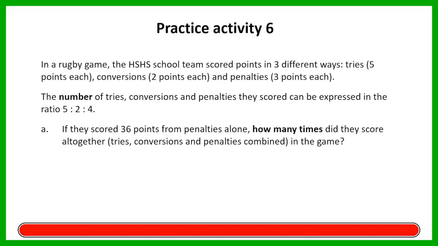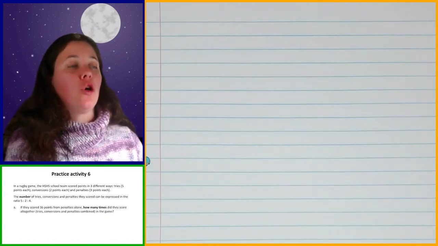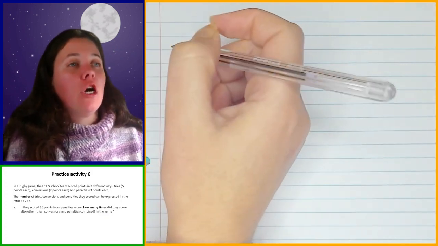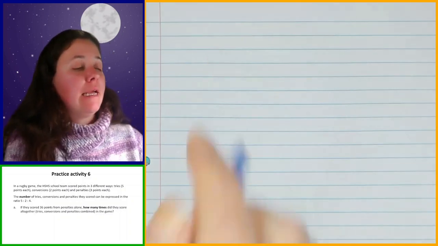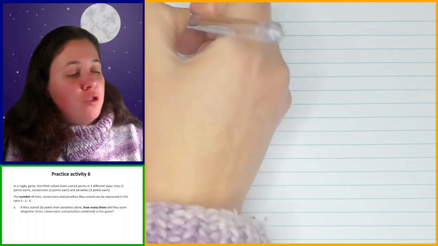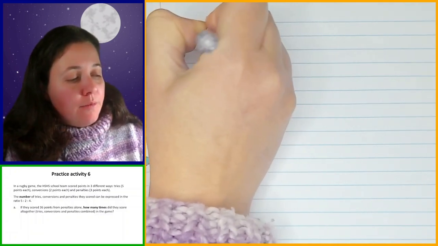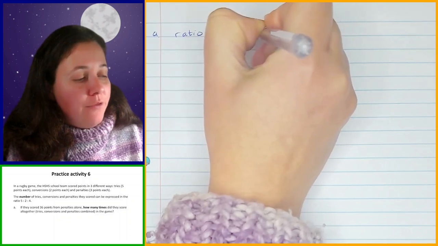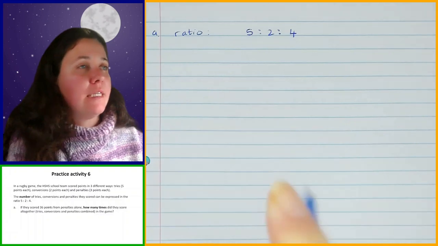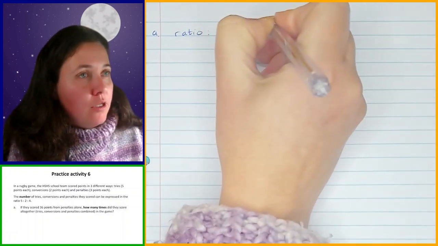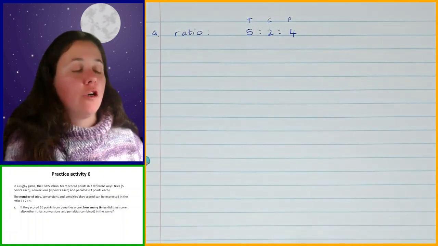Okay, you should hopefully be done with that question. So let's go through question A. So what we know already is that the ratio of the number of times that they scored tries, conversions, and penalties can be expressed as 5 to 2 to 4. So let's first just write down that ratio, which is 5 to 2 to 4. Okay, and this is tries to conversions to penalties, just so that I know what those all are.